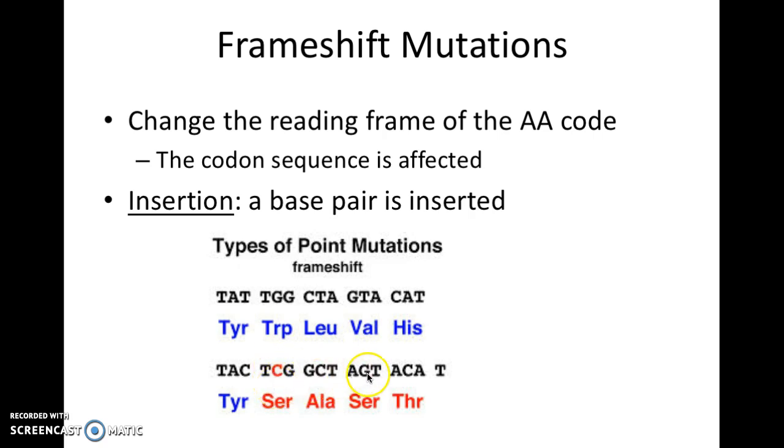So think about it. How well is this protein going to be working as opposed to this protein? Is it going to be having the same function?